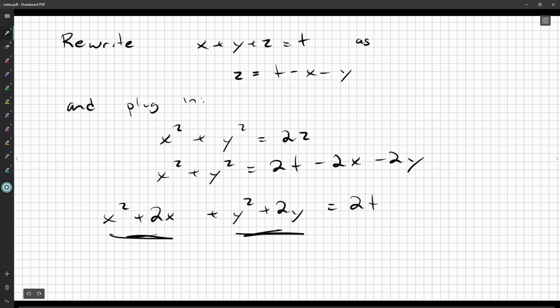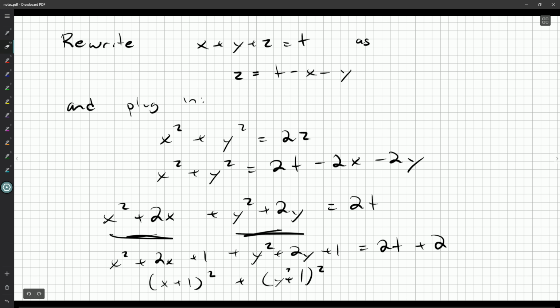Okay, that's kind of interesting. So if I add 1 to each of these, so I add 2 to both sides, I get 2t plus 2 over here. But now I can see this is x plus 1 squared, and this is y plus 1 squared. And that's now equal to 2t plus 2, or 2 times t plus 1, whatever you want to say.